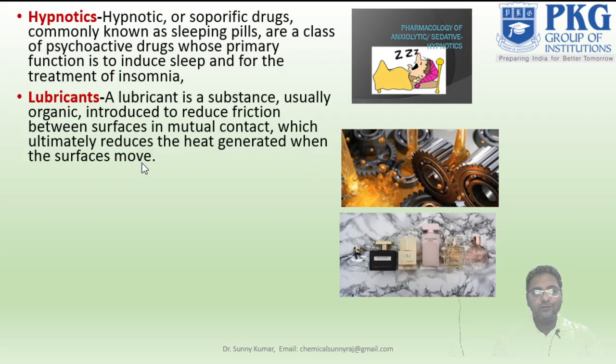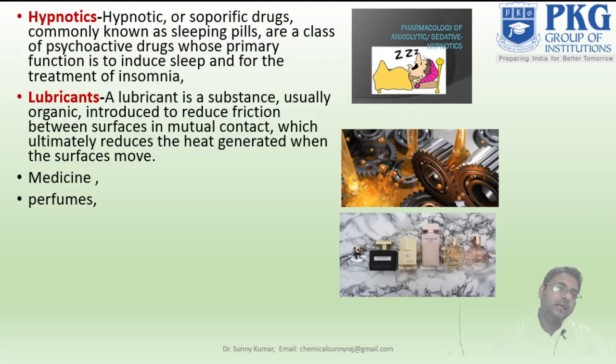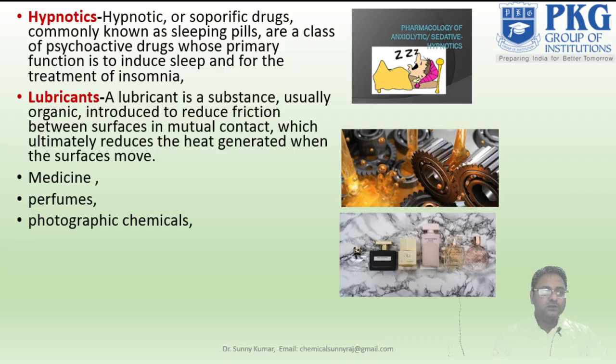In bikes, we generally use lubricants, which reduce the friction between the different gears. In medicine we can use this, and in perfumes we can use this. This is an example. In different perfumes, generally this alkylation reaction is happening, and in photographic chemicals also this alkylation reaction is happening.